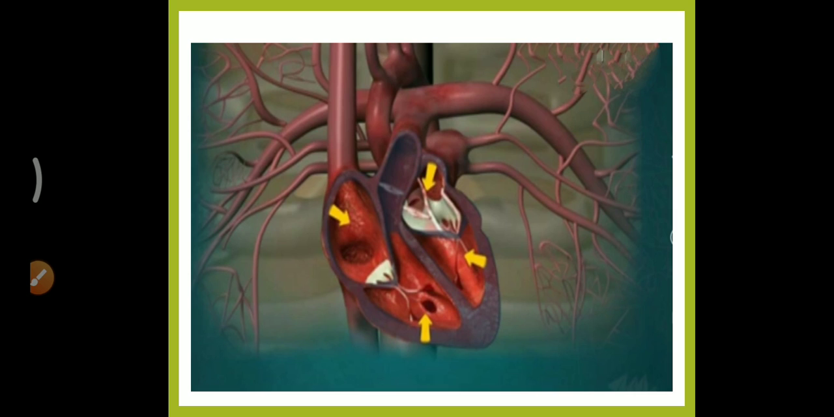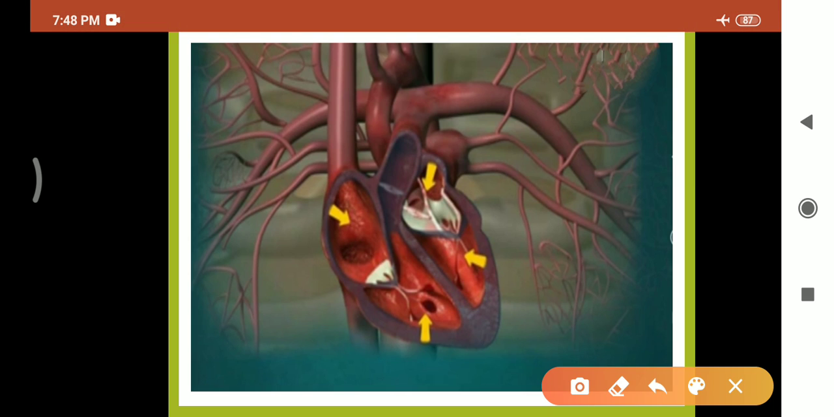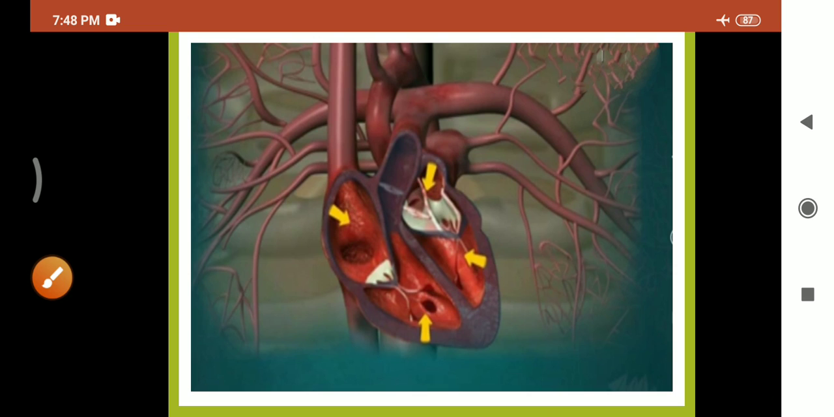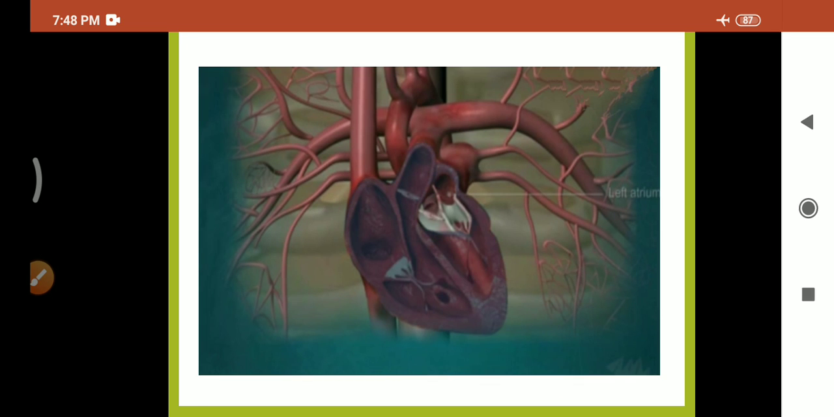In this picture you can see the chambers of the heart. Why are these chambers present? To prevent the mixing of two types of blood, the heart is divided into chambers. Where are these chambers? Here are the upper chambers and here are the lower chambers, right? So for preventing the mixing of blood, the heart is divided into chambers.